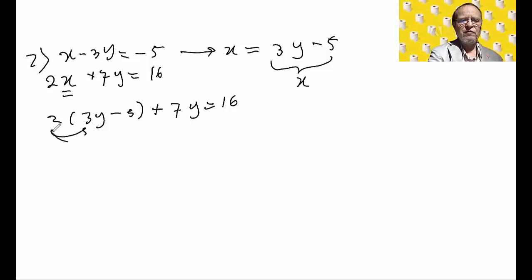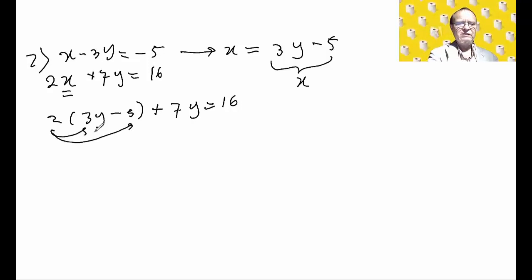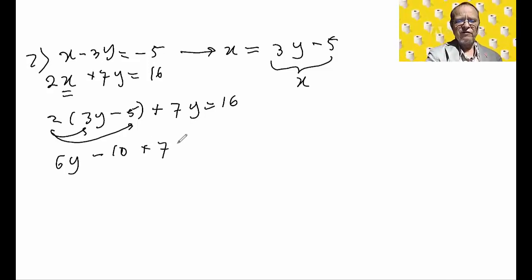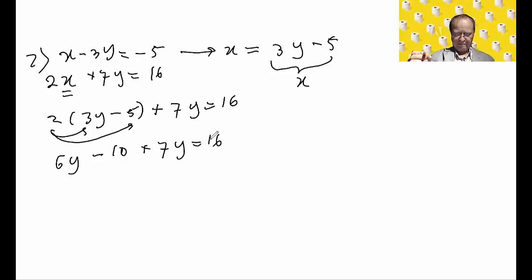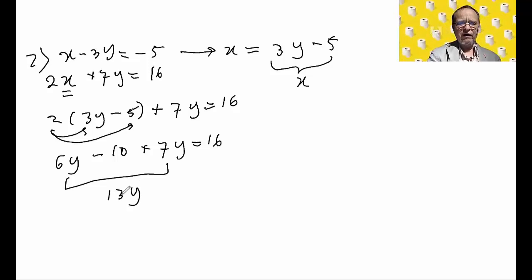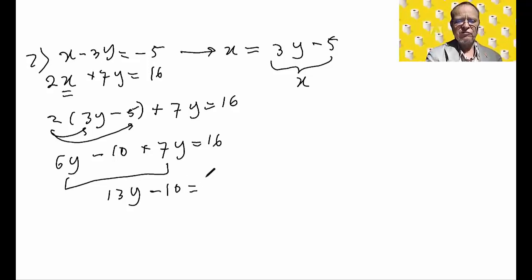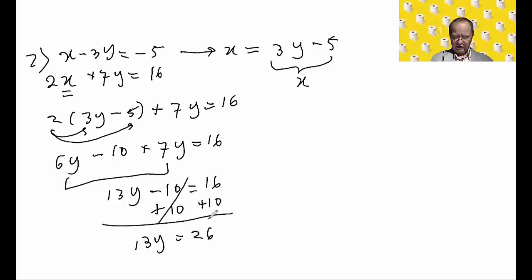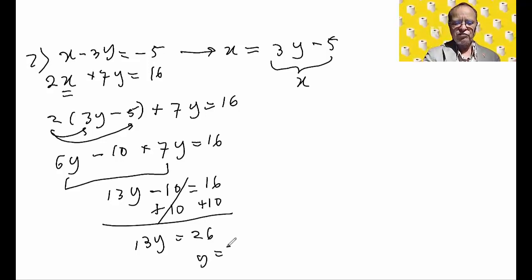Now we distribute, and we get 6y minus 10 plus 7y is equal to 16. Now we combine to get 13y minus 10 is equal to 16. And then plus 10, plus 10. And we have 13y is equal to 26. So that means y is equal to 2.